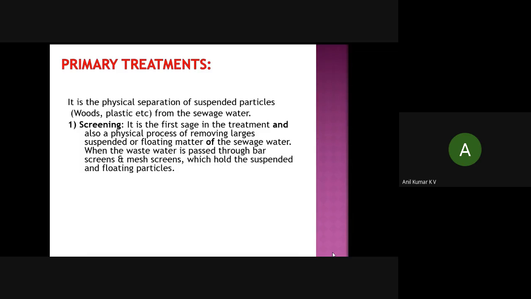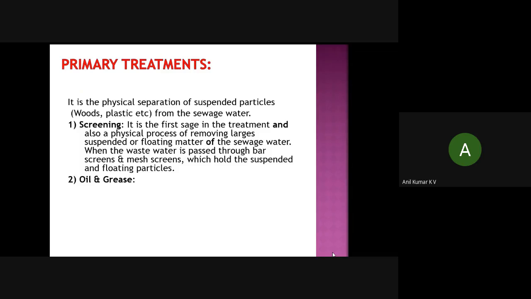First method is the screening method. In this method, larger suspended or floating matter of the sewage water can be removed when the wastewater is passed through bar screens and mesh screens, which hold the suspended and floating particles.